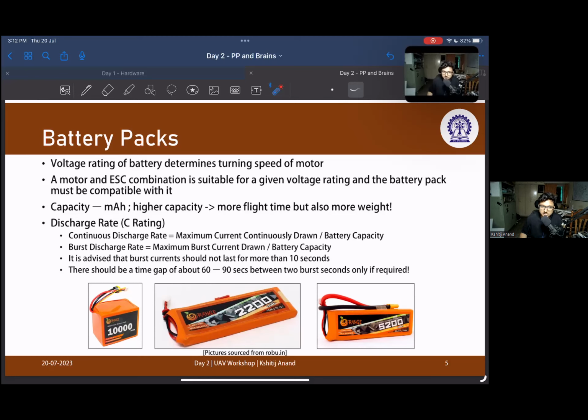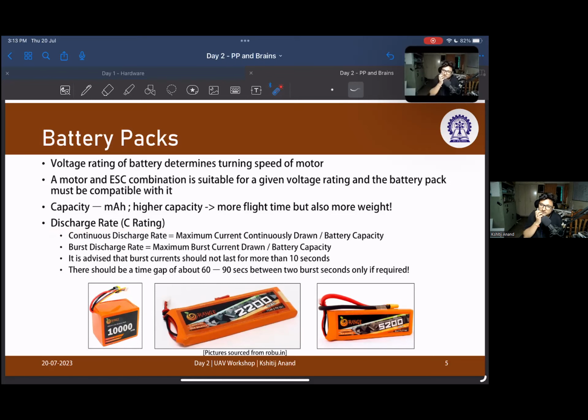ESC will discuss what is an ESC. The capacity of a battery is measured in milliampere hours. Milliampere hours is simply a unit for charge. Higher the capacity, more flight time. Then something that is important with respect to batteries is the discharge rate. How fast can you take up energy from the battery?